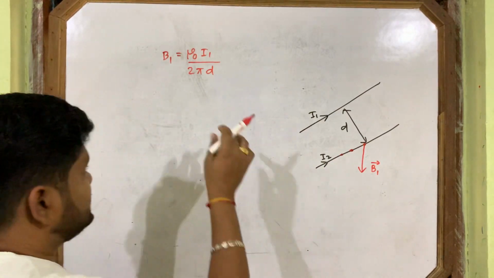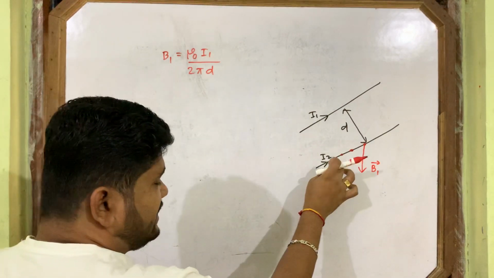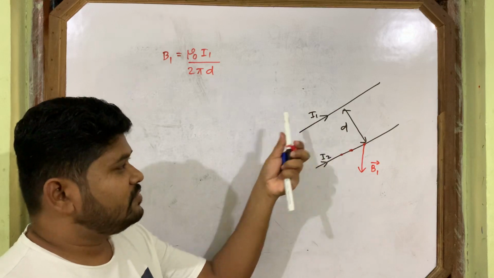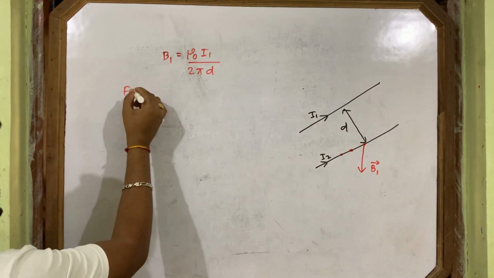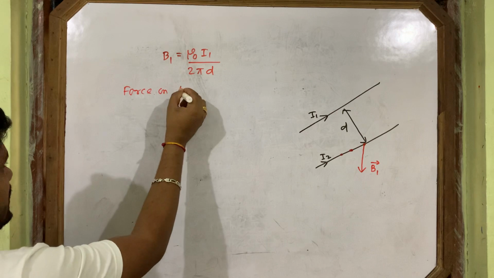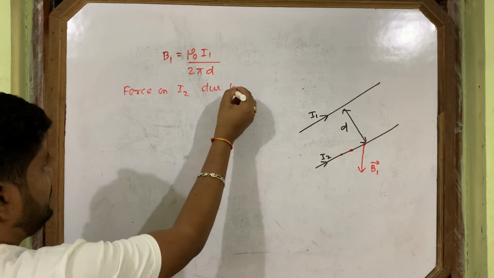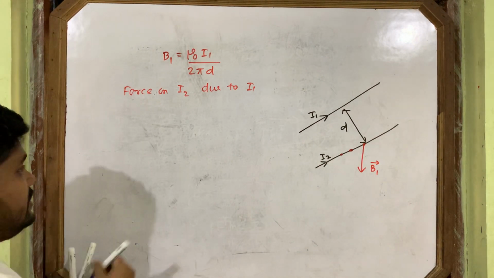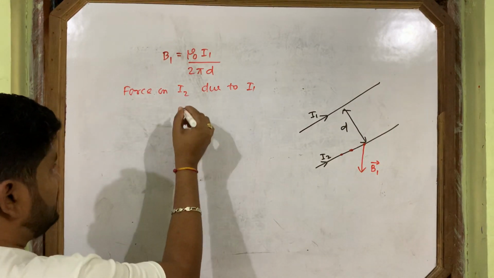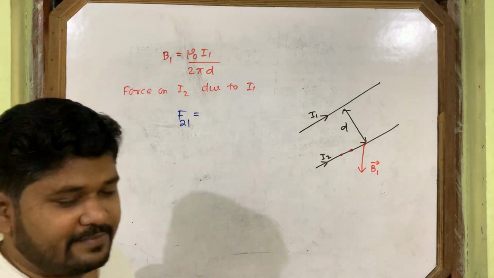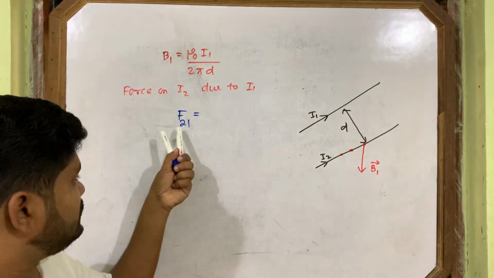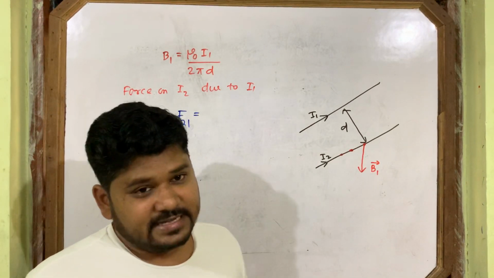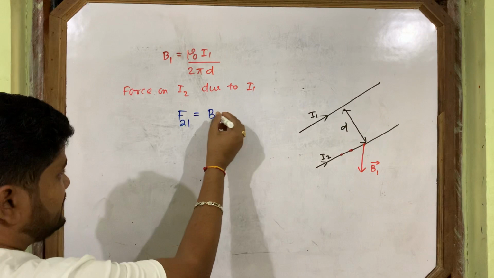Now let's see. This is the magnetic field of this conductor. What is the force on I2 due to I1? I am writing F21, the force on I2 due to I1, and only the magnitude first. The formula is B I l sin theta.